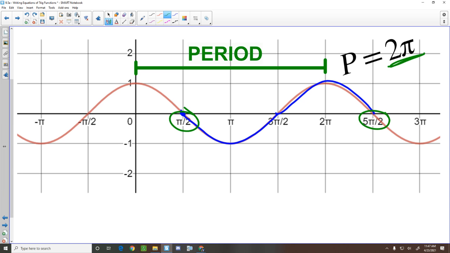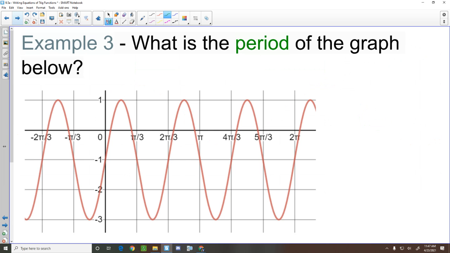It's just the one single wavelength, one section of the wave that would repeat itself over and over and over to create the whole pattern. So take a look at example 3, and I want you to tell me what is the period of this wave. So start at some point and try to figure out, well, what's the length of one full wave, one complete cycle before the pattern repeats itself over and over. And that's going to be your period.